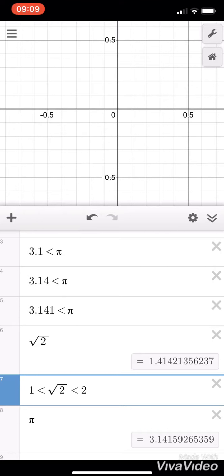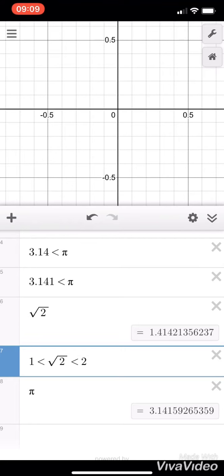What about the square root of 2? Well, if we look at the bottom right corner, it's greater than 1, since there's a 0.4 after that 1. But since there isn't a 2 in the front of it, then we know it's less than 2. So, the square root of 2 is greater than 1, but less than 2.